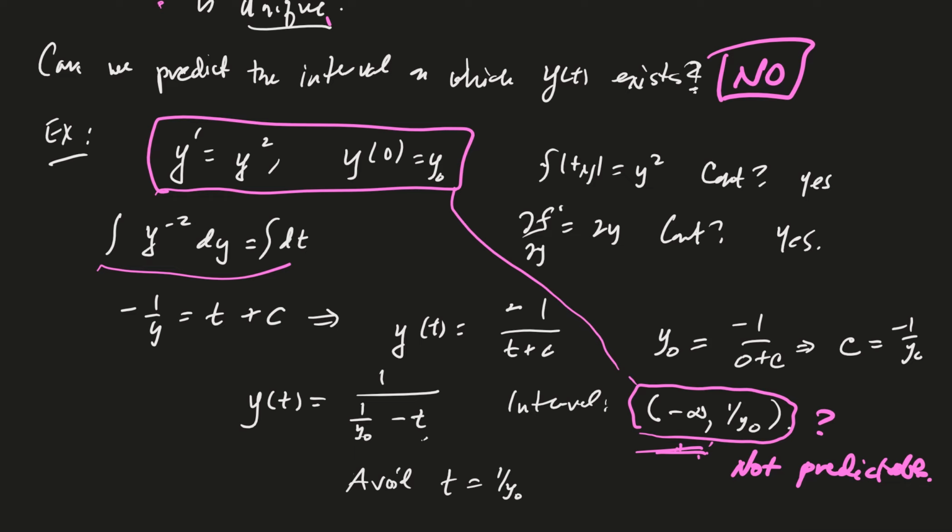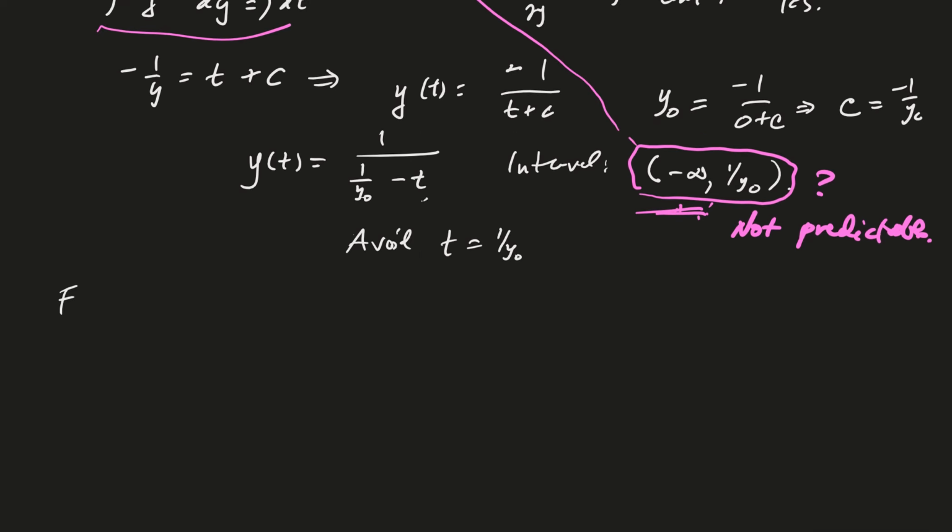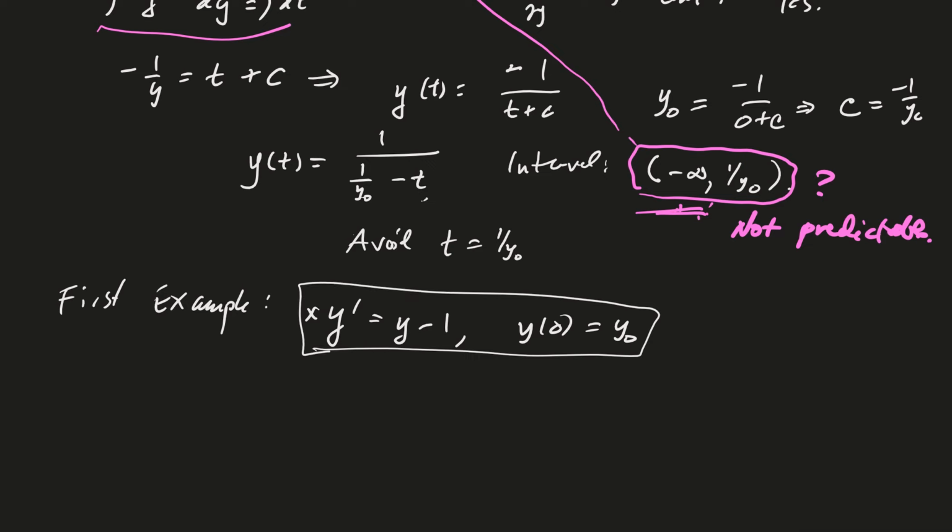Okay, now before we leave this, I just wanted to go back to our first example here. Do you remember what that was? Our first example from the previous video was x y prime is equal to y minus 1 with y of 0 equals y0, right? So it's instructive to see how did this fail, or what about the existence and uniqueness theorem would have told us that this was a problem differential equation.